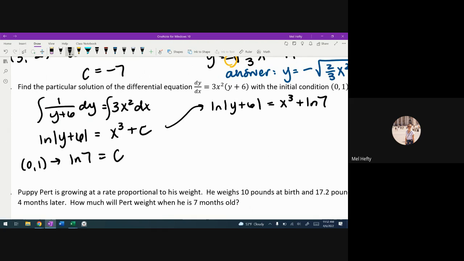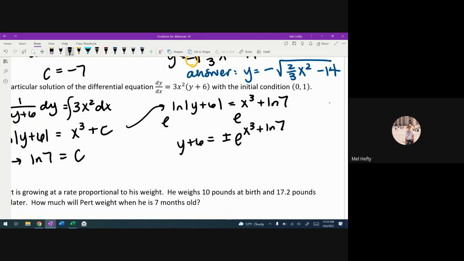Perfect. To get rid of a natural log, I want to exponentiate both sides. So take e to the power of both sides. Technically, when I do that, I am getting plus or minus e to the x cubed plus natural log of 7. And then I am going to subtract my 6. Now, I personally wrote mine out front like this, so it makes sure this looks like an exponent.